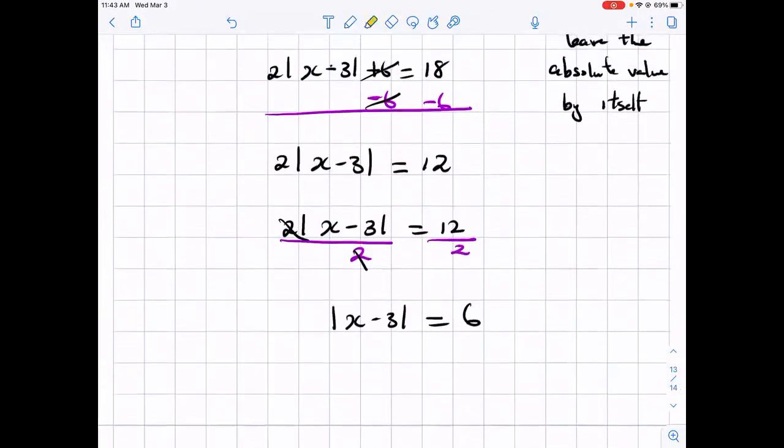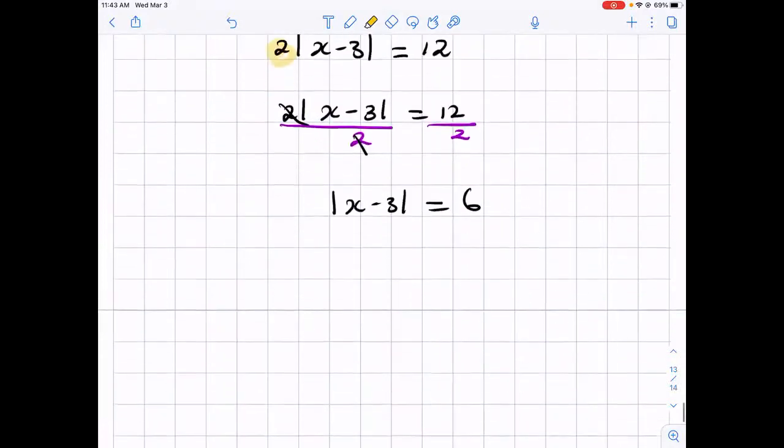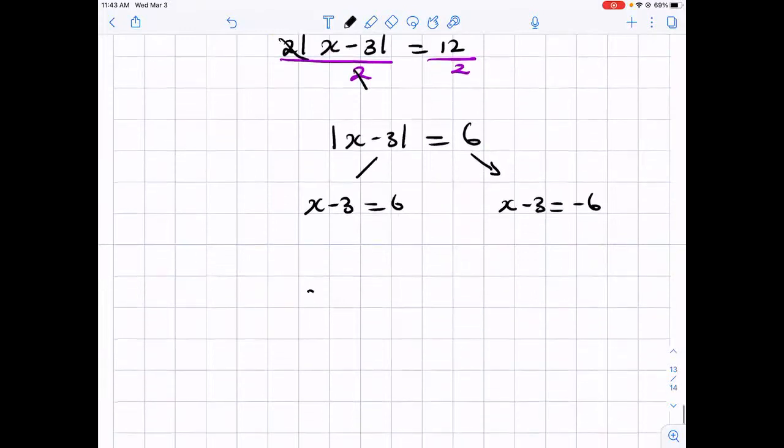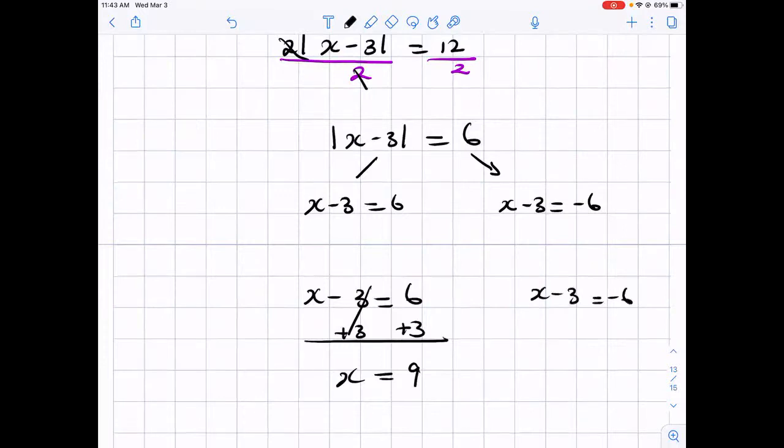Just a word of caution here. You're not allowed to distribute into an absolute value, okay? And from here, we now have two problems. We have x minus 3 is equal to 6, and we have x minus 3 is equal to negative 6. If we solve, we can add 3 to both sides, and here we have x is equal to 9. And likewise, we solve the next part by adding 3, and we see that x is equal to minus 3.